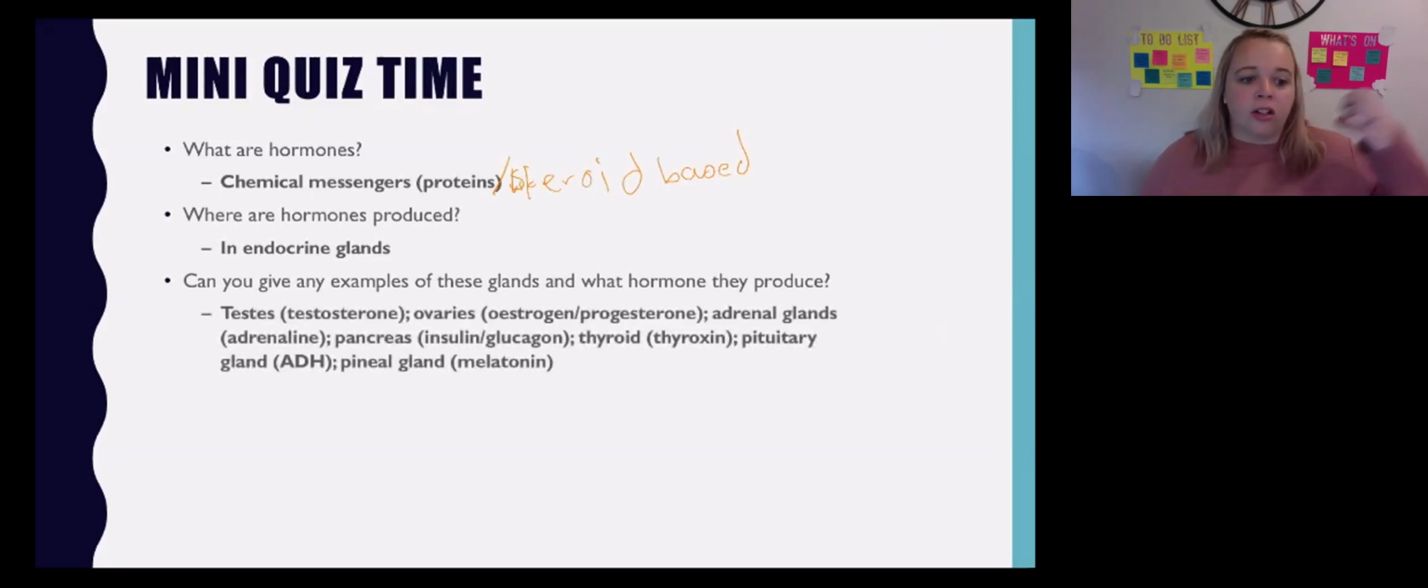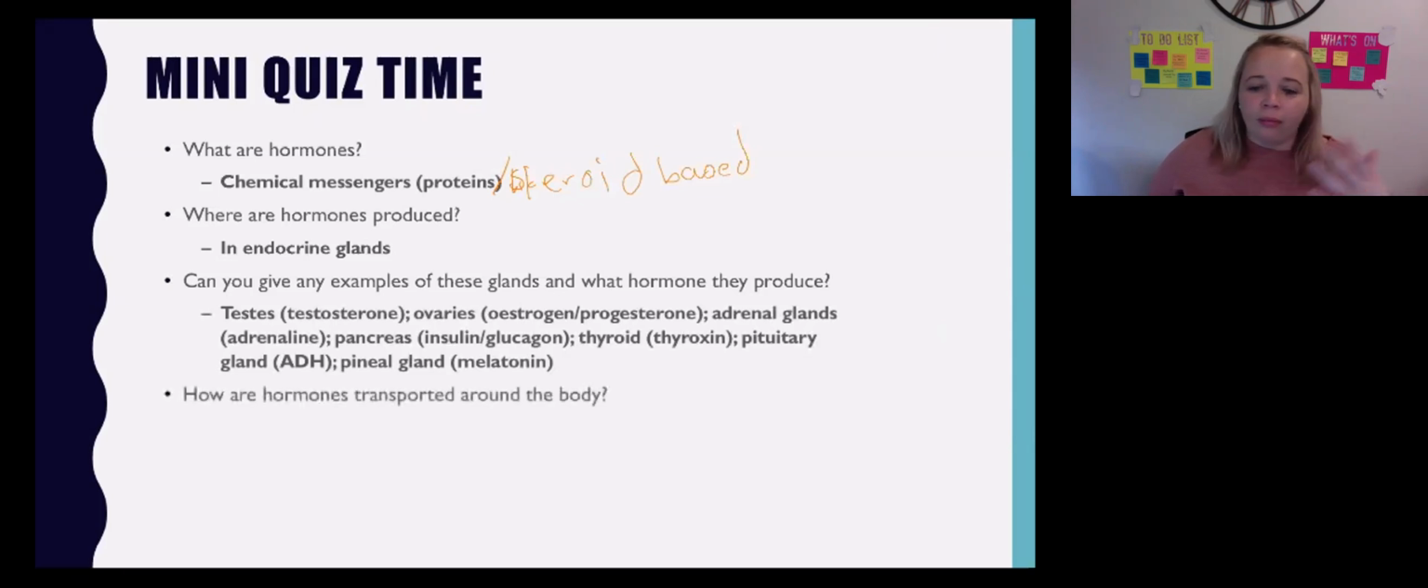So heaps of options. You've got your testes, they produce testosterone. Your ovaries produce estrogen and progesterone. Your adrenal glands are going to produce adrenaline. Your pancreas, insulin, glucagon. Your thyroid gland produces thyroxine. Your pituitary gland, and I didn't even mention this one, produces a hormone called ADH. This has to do with water regulation. And your pineal gland releases a hormone called melatonin. You've probably heard about melatonin as being one of your circadian rhythm hormones.